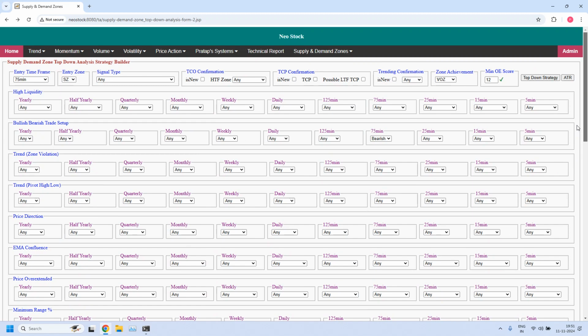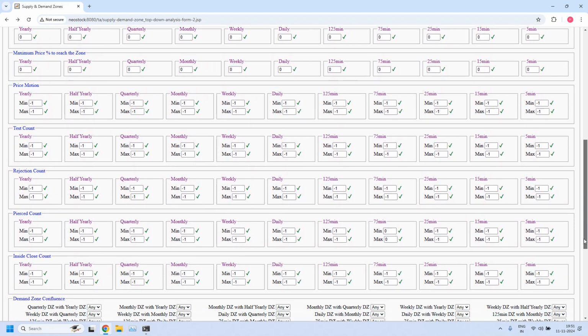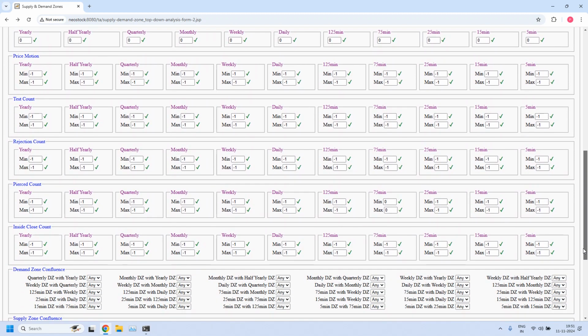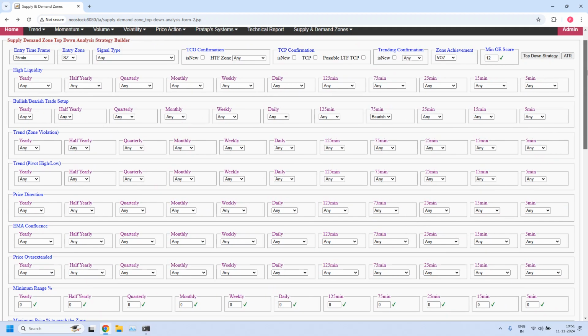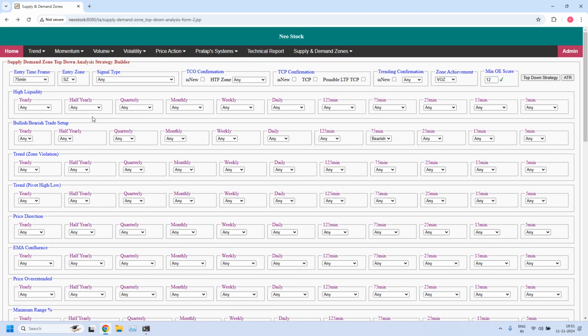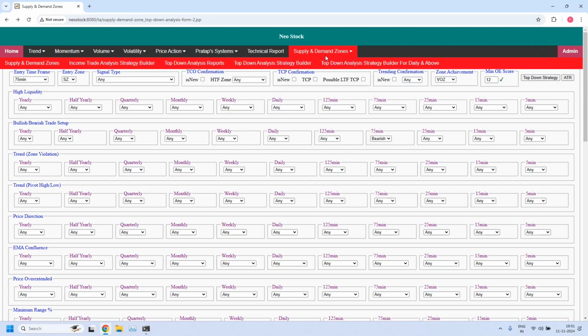Something is wrong. I think previously I made a mistake. I enabled 15 minutes with 75. So let me repeat again. ITF confluence first, without any filters. I am repeating once again for the bearish trade setup.